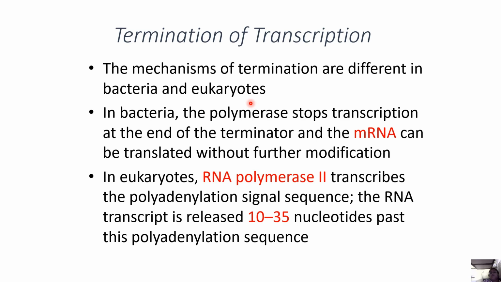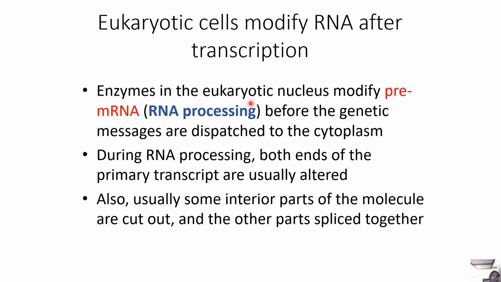Now, if you talk about termination of transcription, the mechanisms of termination are different in bacteria and eukaryotes. In bacteria, the polymerase stops transcription at the end of the terminator, and the mRNA can be translated without further modification. In eukaryotes, RNA polymerase transcribes the polyadenylation signal sequence, and the RNA transcript is released 10 to 35 nucleotides past this polyadenylation sequence. Enzymes in the eukaryotic nucleus modify the mRNA before the genetic messages are dispatched to the cytoplasm.